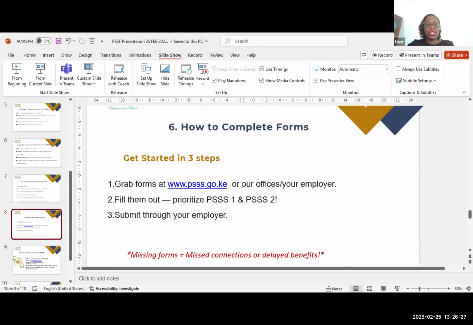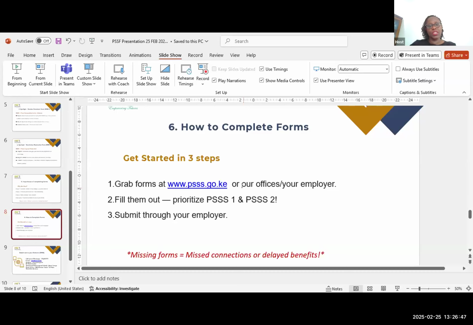And it is important to submit these forms through your employer. If you look at the forms, you'll find that there is a place where the employer confirms that you're a member of the scheme and that you actually work for that particular employer, and they're the ones who will forward these forms to us. Again, our tagline for today is: missing forms means missed connections or delayed benefits.